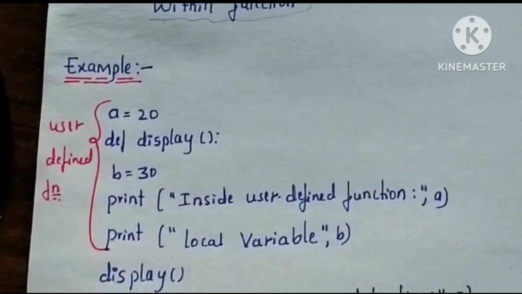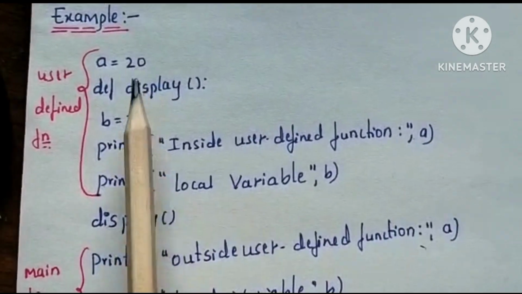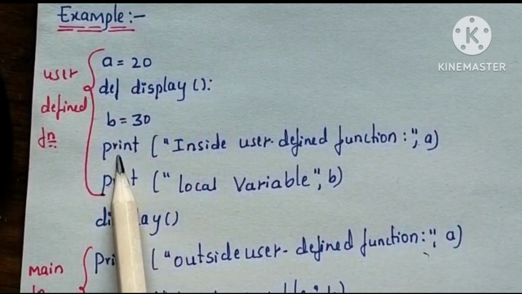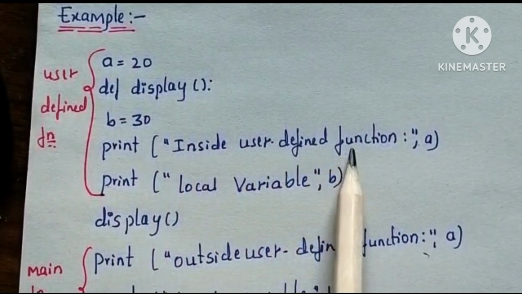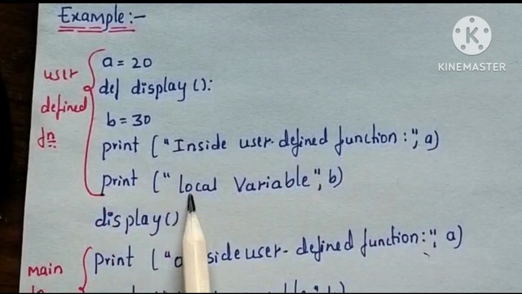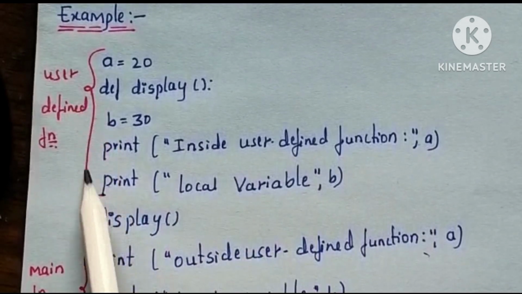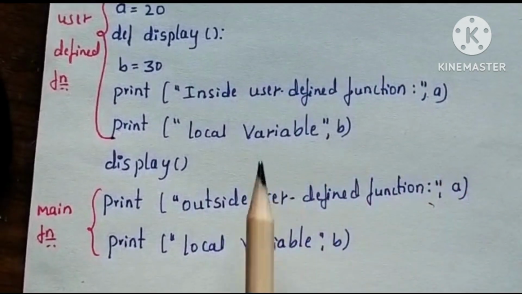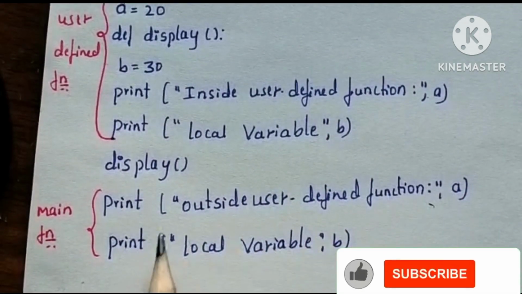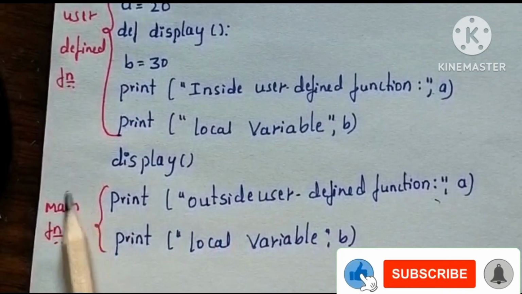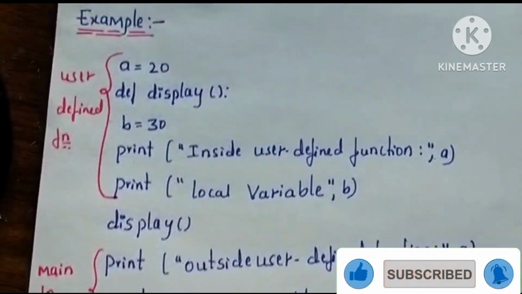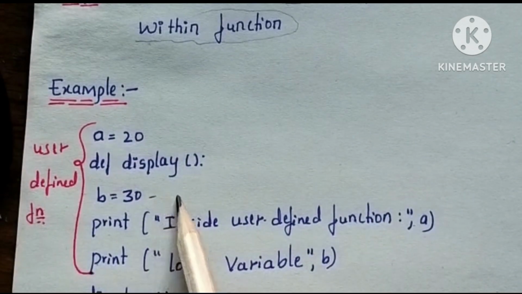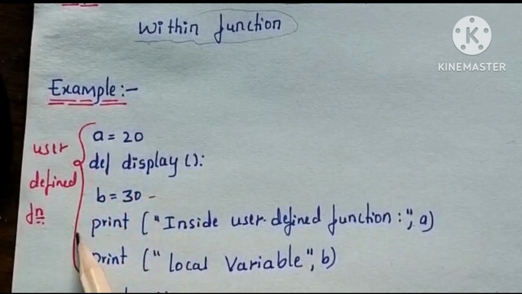So this is the example. a equal to 20. def display: b equal to 30, print inside the user defined function a, and print local variable. So this is the called user defined function, display. Print outside the user defined function equal to a, and print local variable. This is the main function. Okay, let me start. Here b equal to 30 is inside the user defined function.